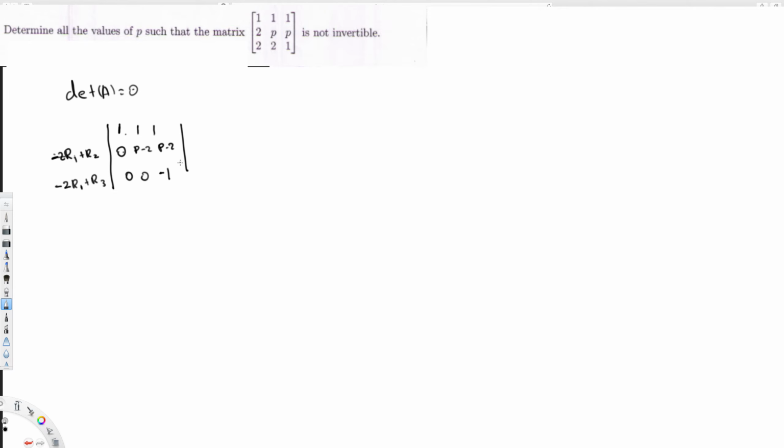Now it's very easy to solve. The only thing you have to do is simply multiply the diagonal. Basically we have 1, p minus 2, and minus 1. So let's see what we get. 1 times (p minus 2) times minus 1 should be equal to 0 in order to satisfy the condition that it's not invertible. So if I equate this to 0, this is going to be (p minus 2) times minus 1 equal to 0.